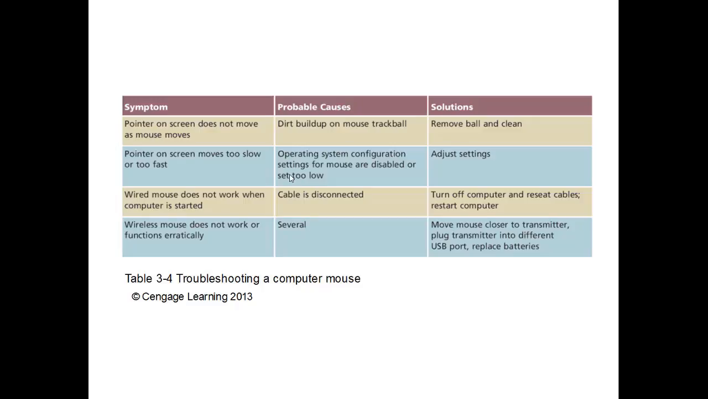The wired mouse doesn't work when the computer is started. The potential cause could be that the cable is disconnected. Wireless mouse doesn't work or works erratically. This could be due to any number of causes. So you may need to move the mouse closer to the transmitter. You may need to change the USB port. You may need to replace the batteries, and so on.